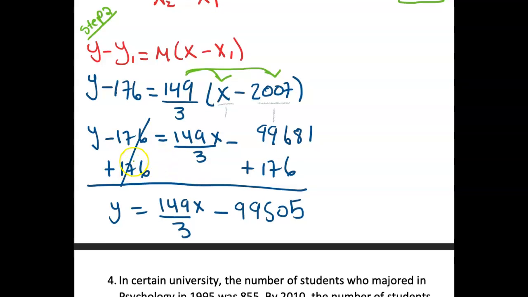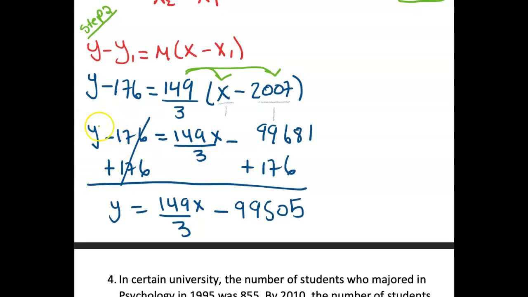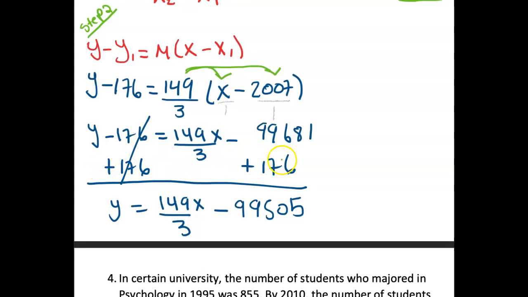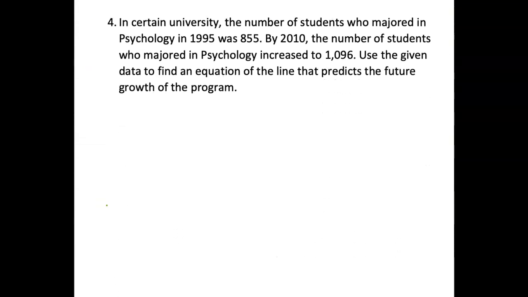Then I substitute my point and my slope. I distribute here. So I did 149 times 207. That gave me a big number. Then I divide that number by 3, and it gave me negative 99,681. And then the last step is to add the negative 176. I add it to both sides, and then I have my linear equation over here. With this equation, I can find out what happens after certain years. Let's see the next example.